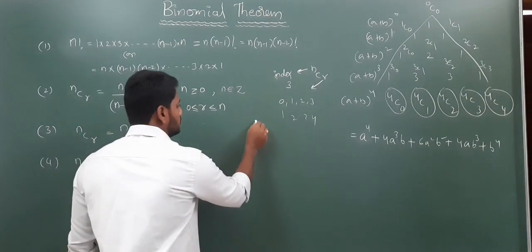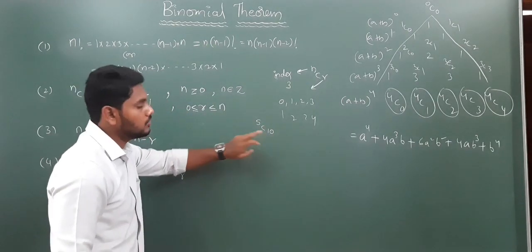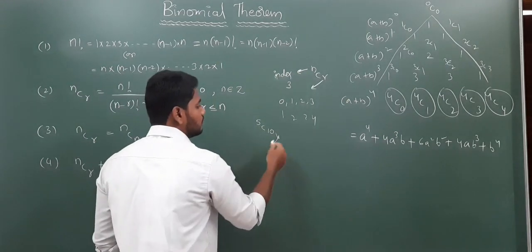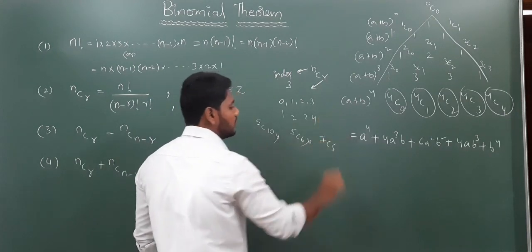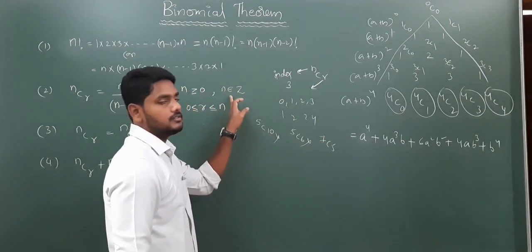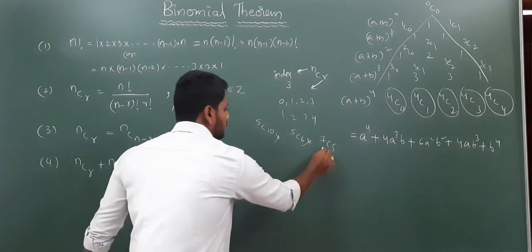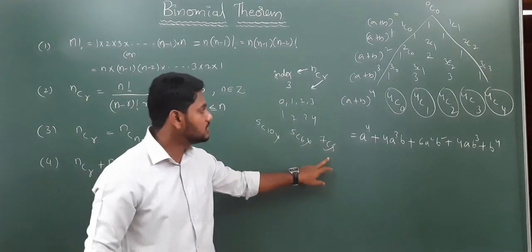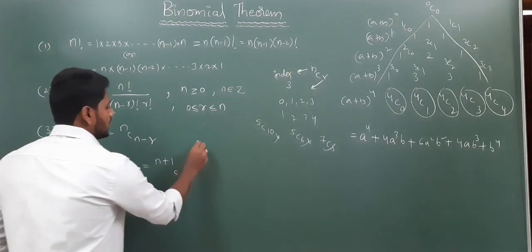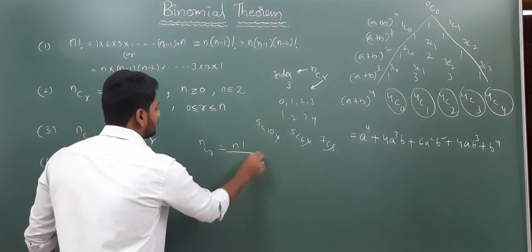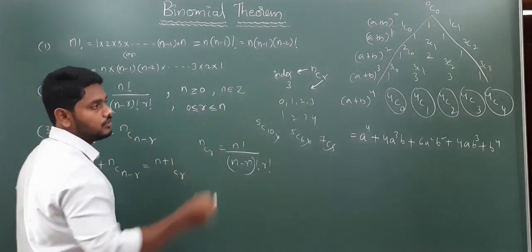That means it shouldn't be like 5c10. r should be less than or equal to n only. It shouldn't be greater. So 5c10 is wrong, we cannot define it, and 5c6 we cannot define. But 7c5 we can define. Why? Because n belongs to integers and r is greater than or equal to 0 and less than or equal to n. So 7c5 we can find. Now how do we find those values, 7c5, 4c0, 4c1? We can define them by using nCr, which is equal to n factorial divided by (n minus r) factorial into r factorial. Let us solve a few examples.